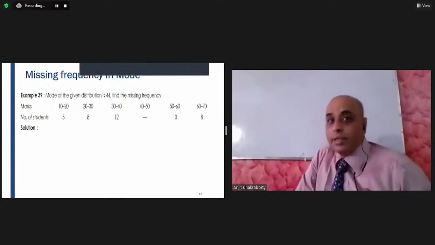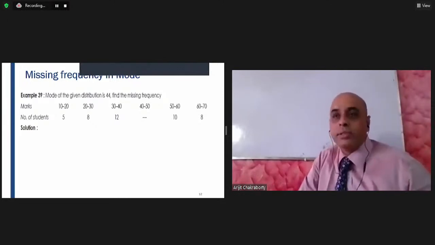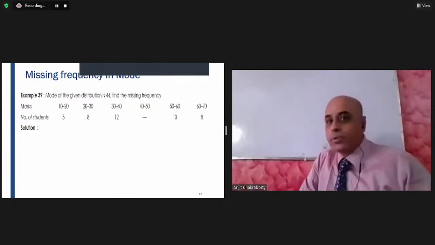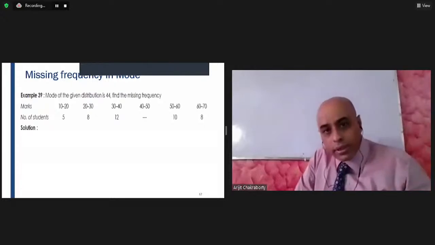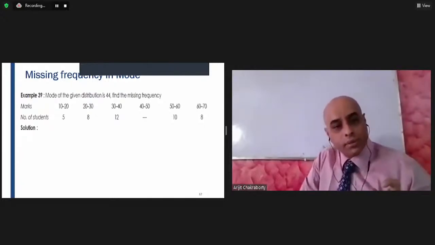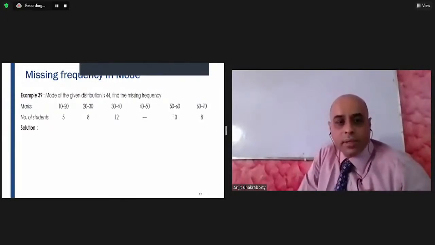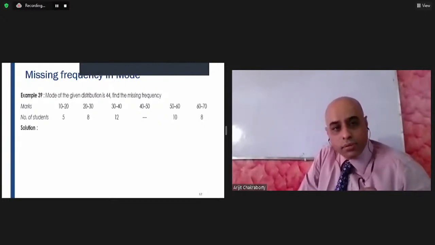Please remember, in case of median, you may recollect that we had to carry out cumulative frequency. We had to write down the cumulative frequency. But in case of mode, there is no need for any cumulative frequency. We just need to work on the individual frequencies which are given. Okay. So here you can see marks is given and the number of students.